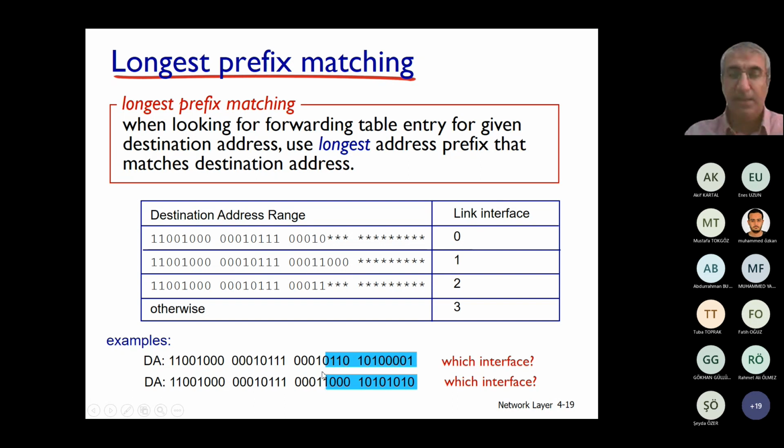And in the second example, as you see, after these bits we have the 1, and in this third range we also have 1, but after that it's 0, but this can be 0 or 1. That's why this IP address matches, or falls within, the second range, because the longest prefix matched this range. That's why we're going to forward this to the number 1 interface.